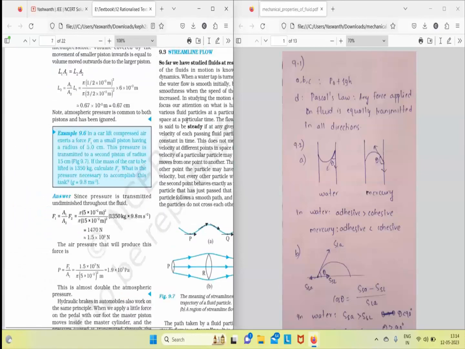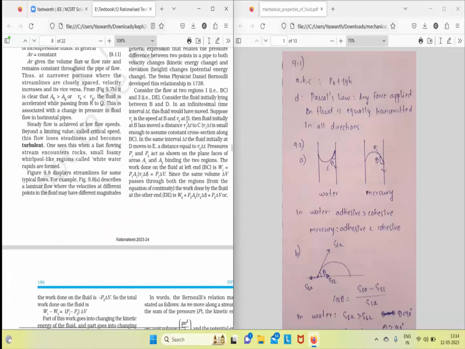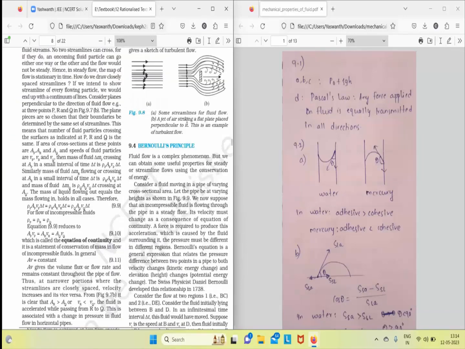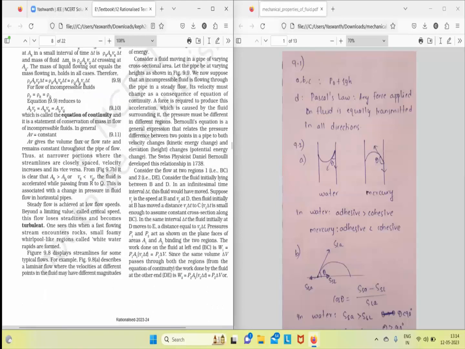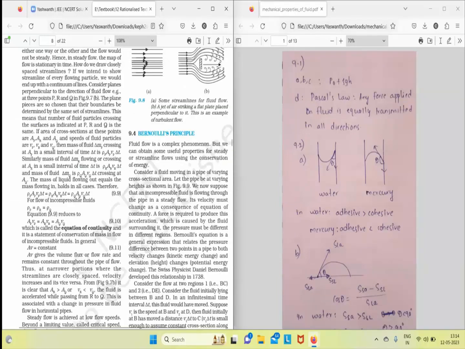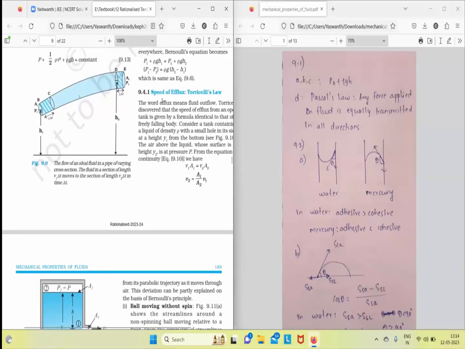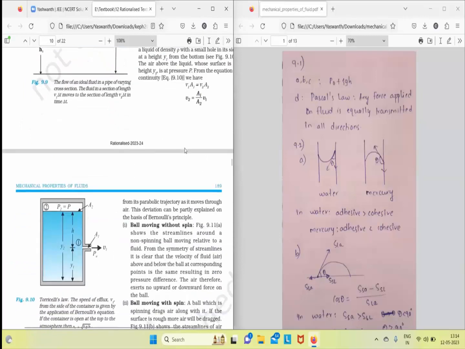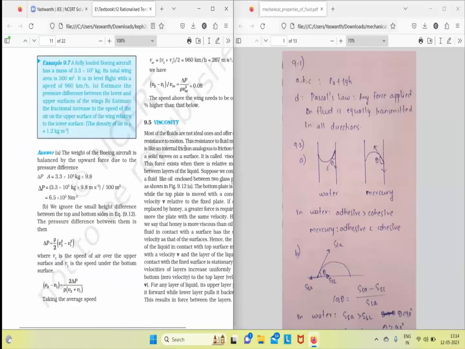Again, we'll go through different kinds of flows, like streamlined flow and turbulent flow. Then we'll learn some formulas like energy conservation, but in the case of water and fluids, which is generally called Bernoulli's principle. We'll go through the equation of continuity and speed of efflux, Torricelli's law. This law is about what happens when you have a bucket full of water and you pierce a hole in it, and what the speed of the water coming out of the bucket will be.